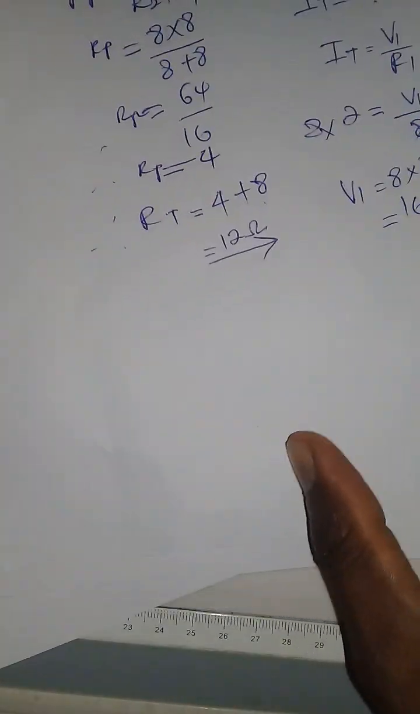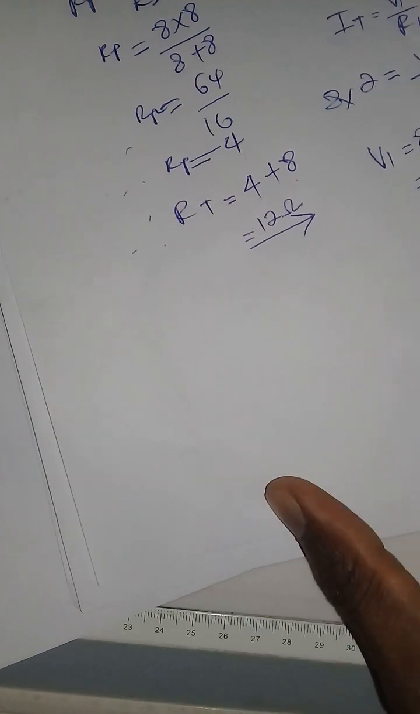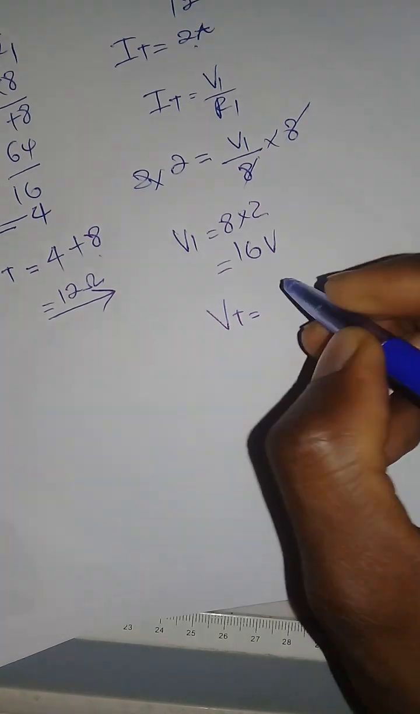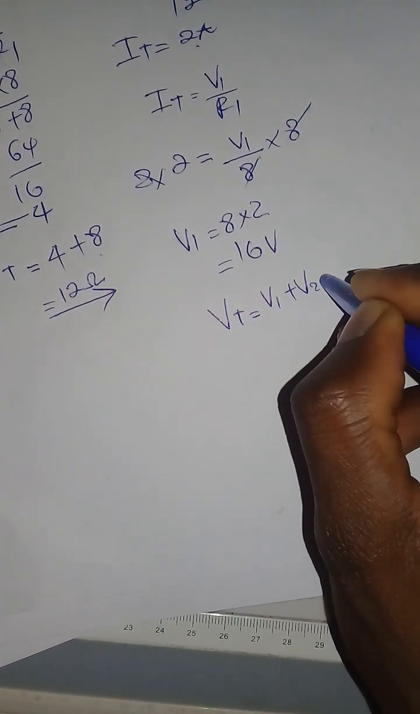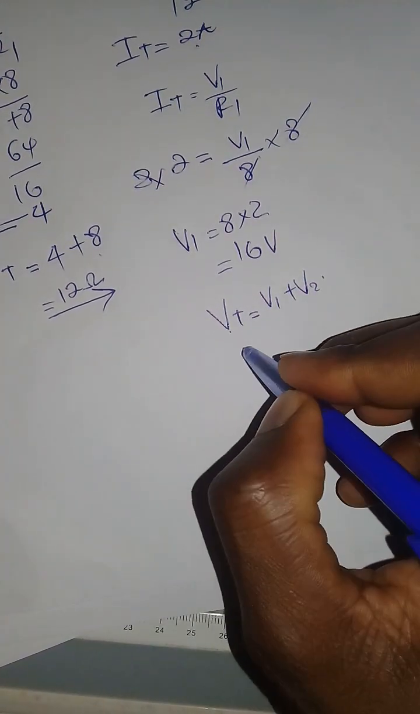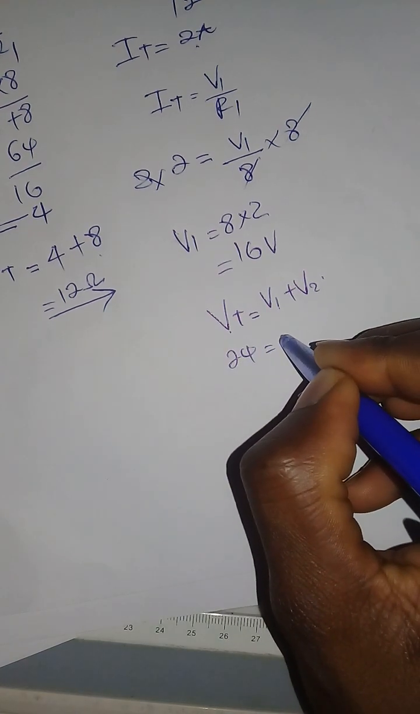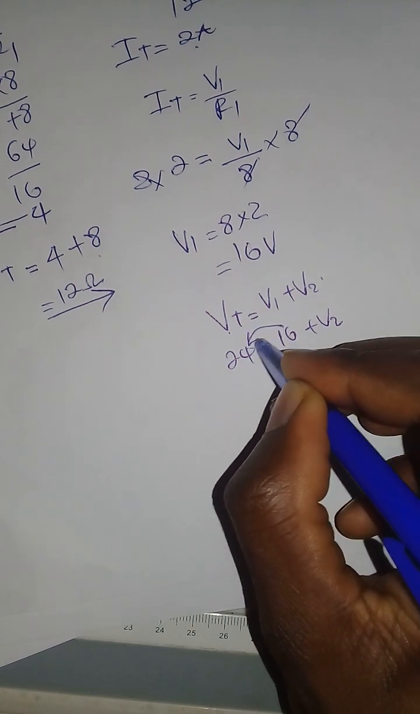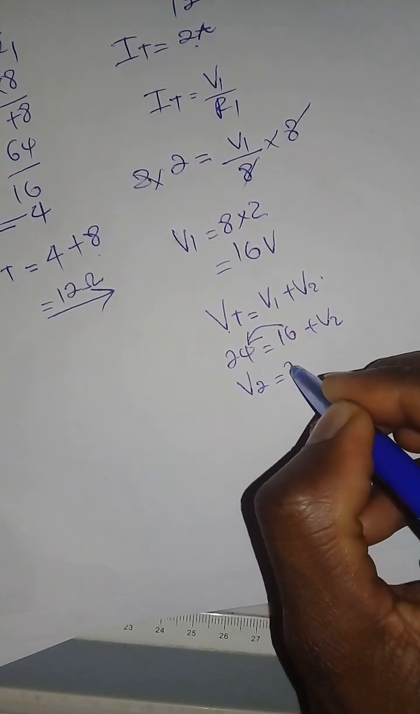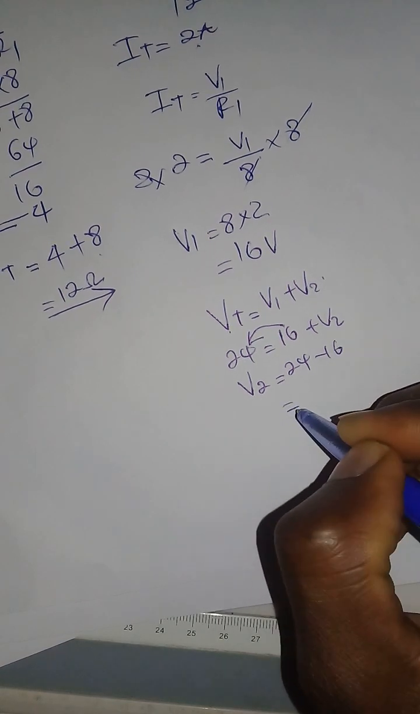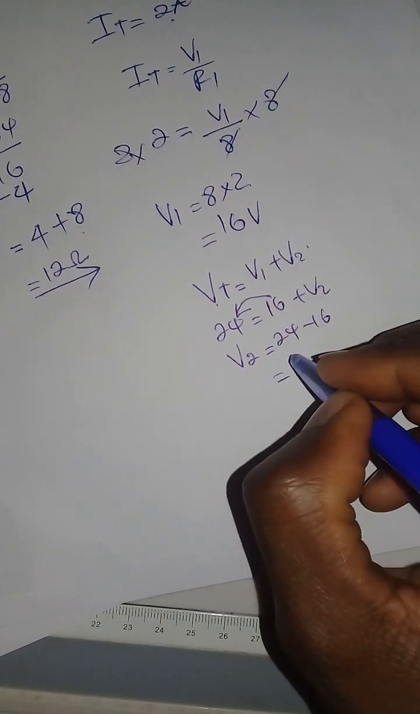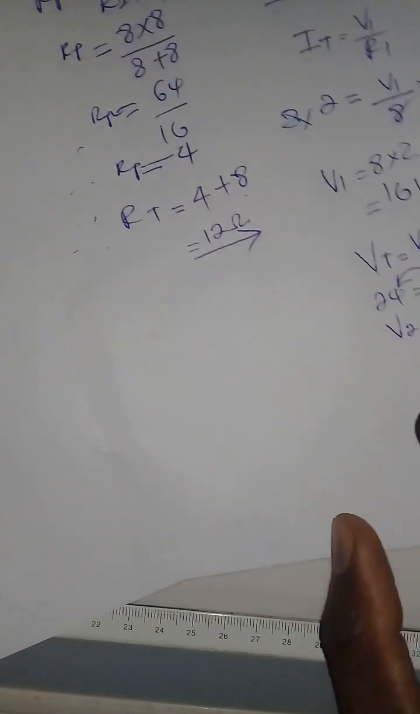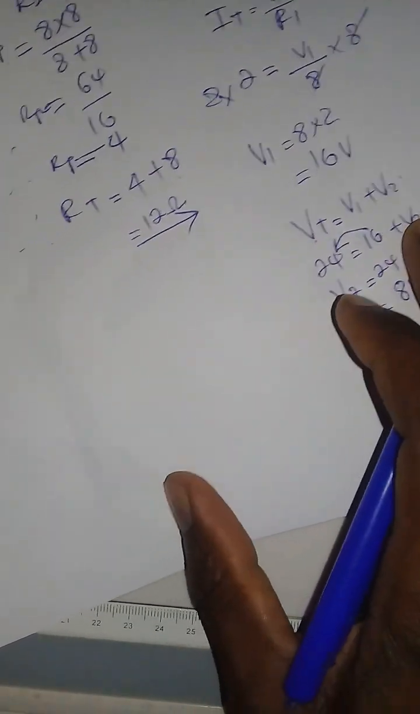So now, in order for us to find the voltage, we're going to use the sum of the voltage within the circuit. Now, this means that you're going to say VT is equal to V1 plus V2, right? So VT, we do have it, it's 24, V1 is 16, plus V2. So if you shift this to the other side, the sign will change. Therefore, V2 is equal to 24 minus 16. Therefore, 24 minus 16, that's going to give you 8 volts, right? So now we have our voltage. Therefore, we can calculate what the current is.